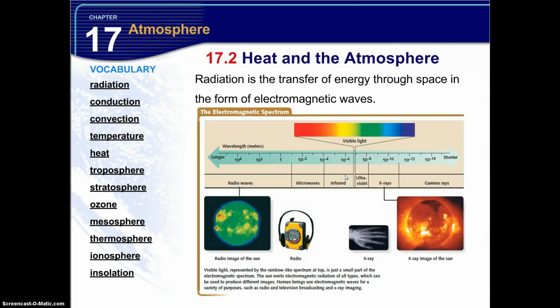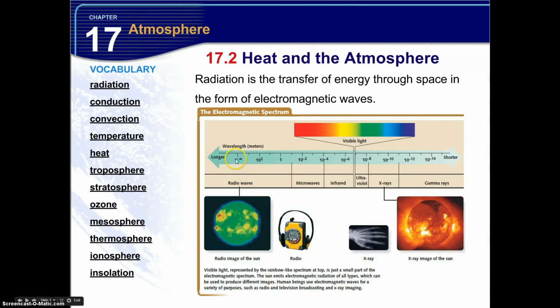Radiation is the transfer of energy through space in the form of electromagnetic waves. It is the first of three ways heat energy moves. Heat energy enters and moves through the atmosphere, and energy from the sun reaches Earth through radiation.